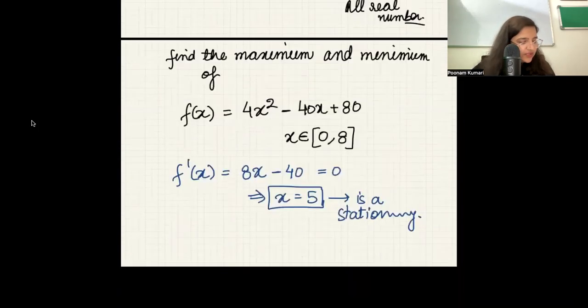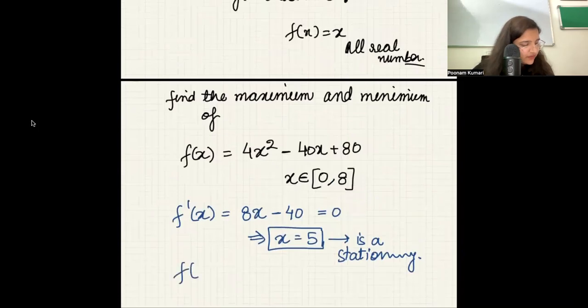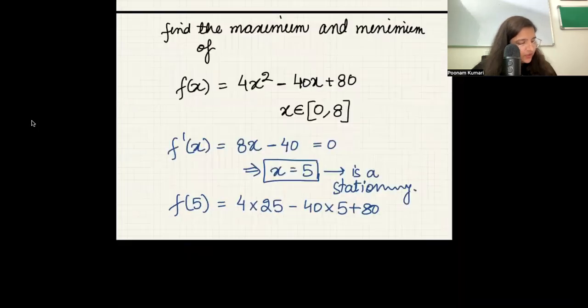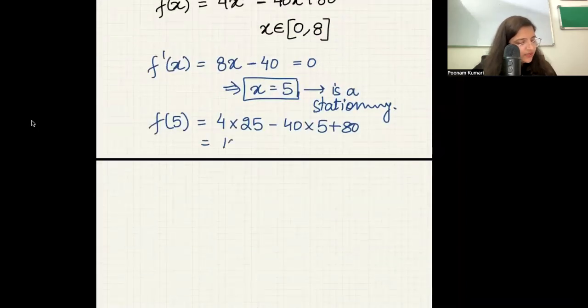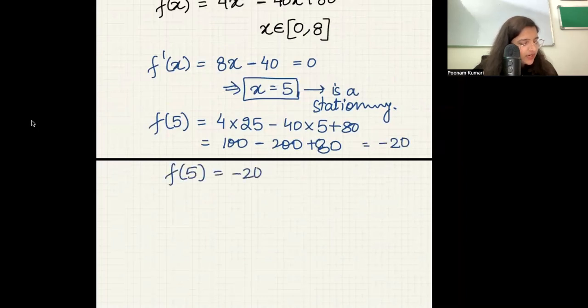So what is the value of this function at the stationary point 5? So what is f5? If I do f5, what do I get? 4 into 5 square, which is 25, minus 40 into 5 plus 80, right? So 25 into 4 is 100, minus 40 into 5 is 200, plus 80. So this is basically minus 100 plus 80, which is minus 20. So my function value at 5 is minus 20. Okay, that is the first thing.